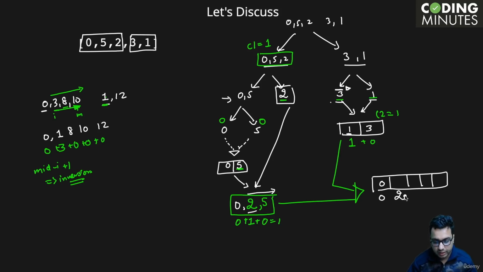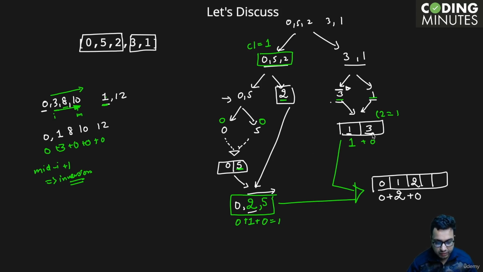So we have 2 elements which are greater than or equal to 2. So we put a 1 here, but we add 2 to our inversion count. Then we have a comparison between 3 and 2. So 2 is smaller, we put 2 here, and to the inversion count we will add 0.